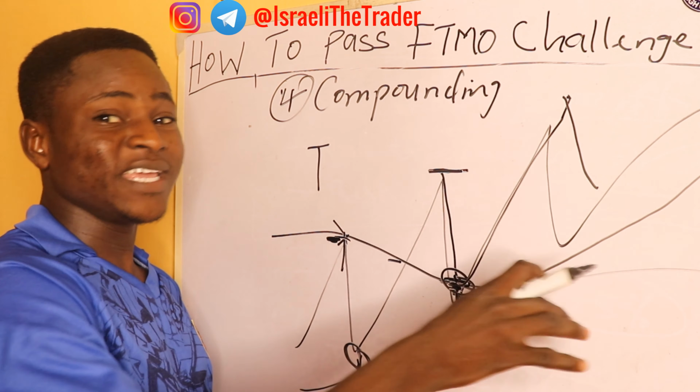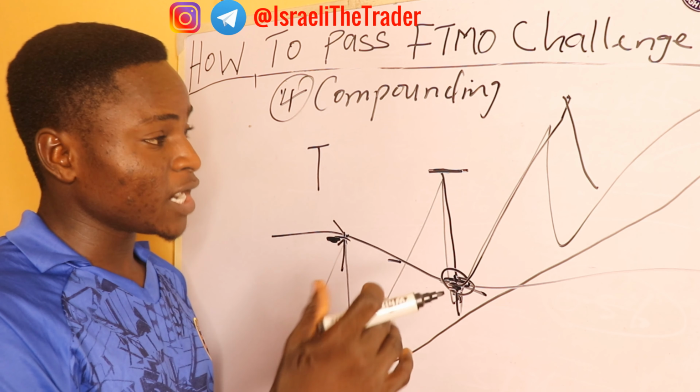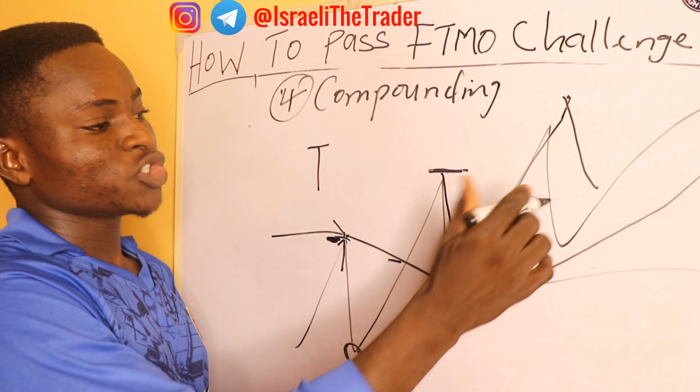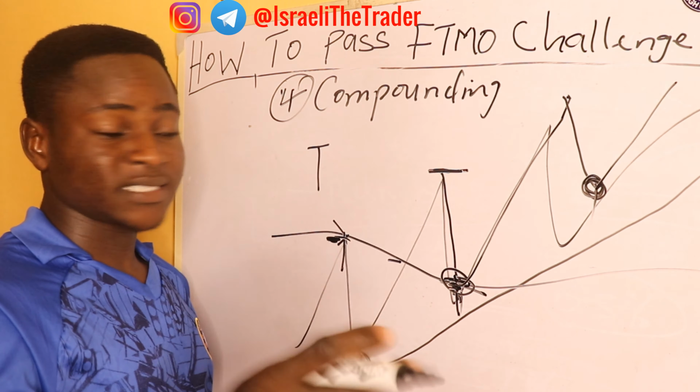Resistance is turning to support in an uptrending market. Just take note of that. In an uptrending market, right? Then you're supposed to add more lot sizes right here as well to ride it for the next higher high.